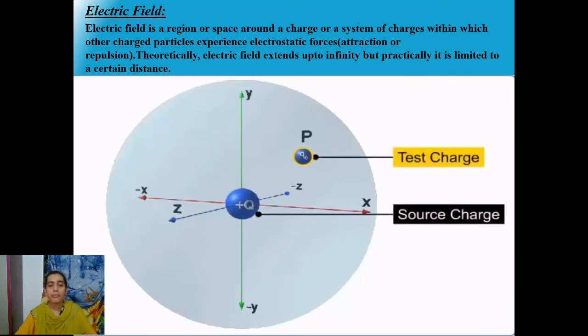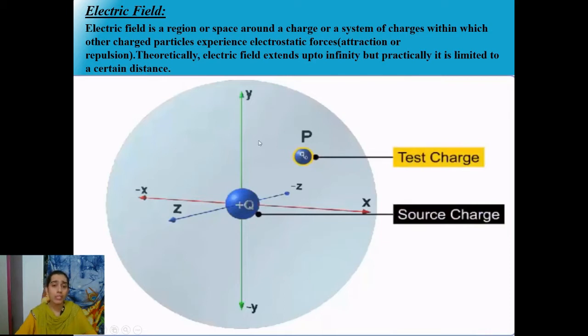For example, I have considered a charge over here, right? In 3 dimensions, I have considered a charged particle plus Q and I consider it as the source charge. How do we define the source charge? Source charge is nothing but the charge which will produce the electric field. Whichever charge we are considering is producing the electric field, that charge will be considered as source charge. So this charge is basically producing the electric field surrounding it. So this space we can consider as electric field.